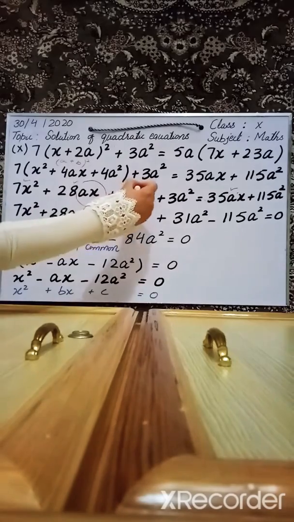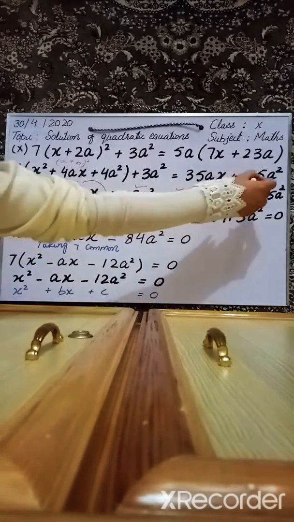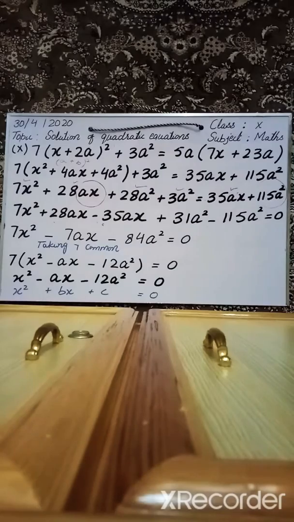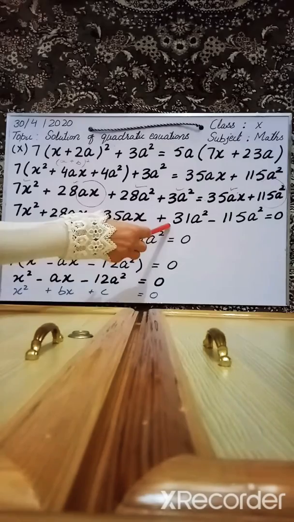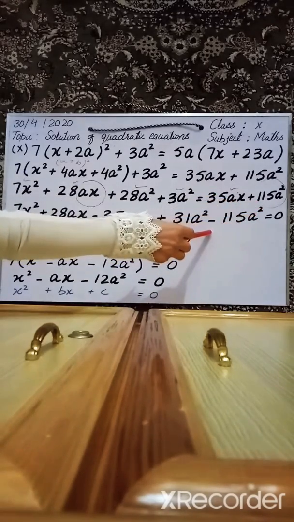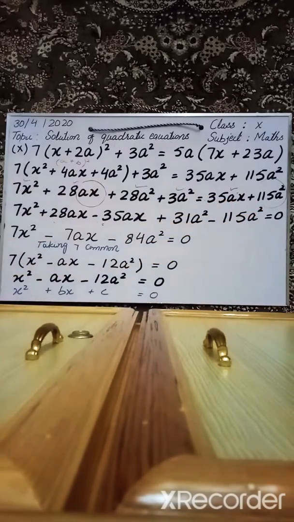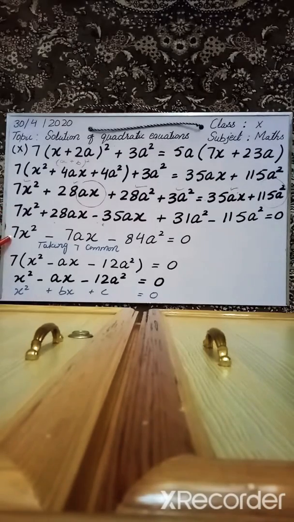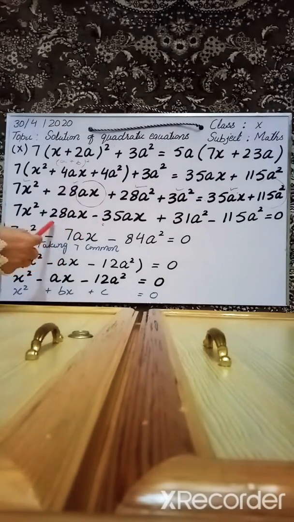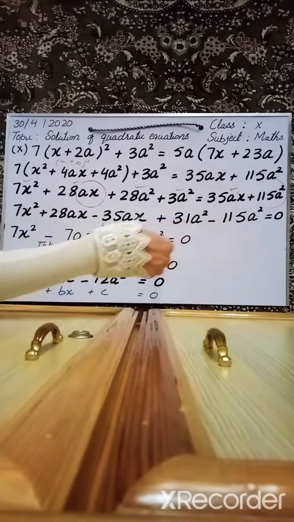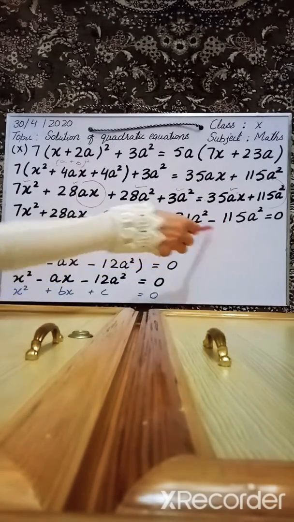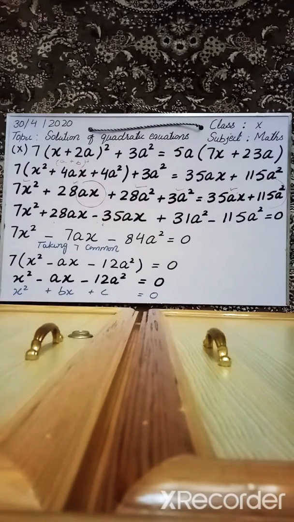Here I can see 28 3a square and 115a square. These are similar terms. 28 plus 3 can be 31, and plus 115 will be minus 115, and this can be solved further. 7x square is brought down as it is. 35 minus 28 minus 35, we have 7ax as answer, and then these both will be solved, so we will have 84. 4 minus 1, 5 minus 1, 4, 11 minus 3, 8. So we have 84a square as the answer of this.